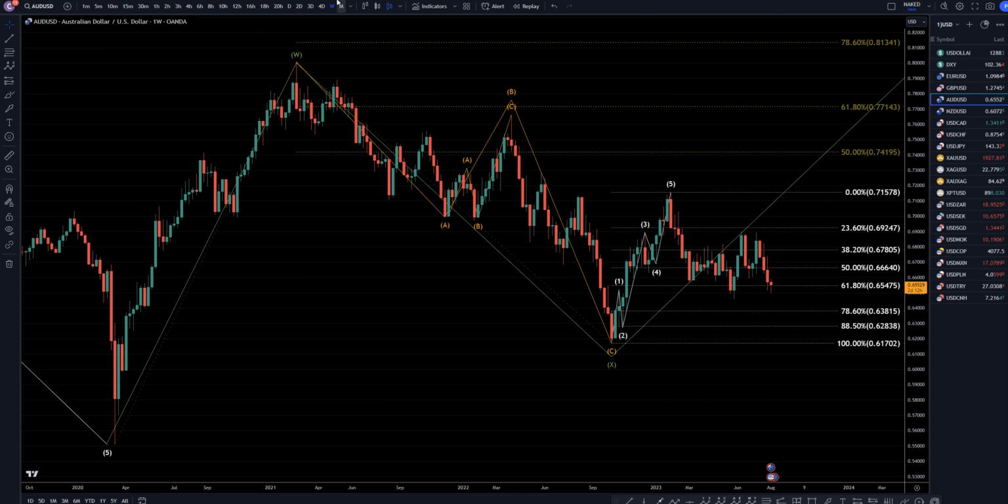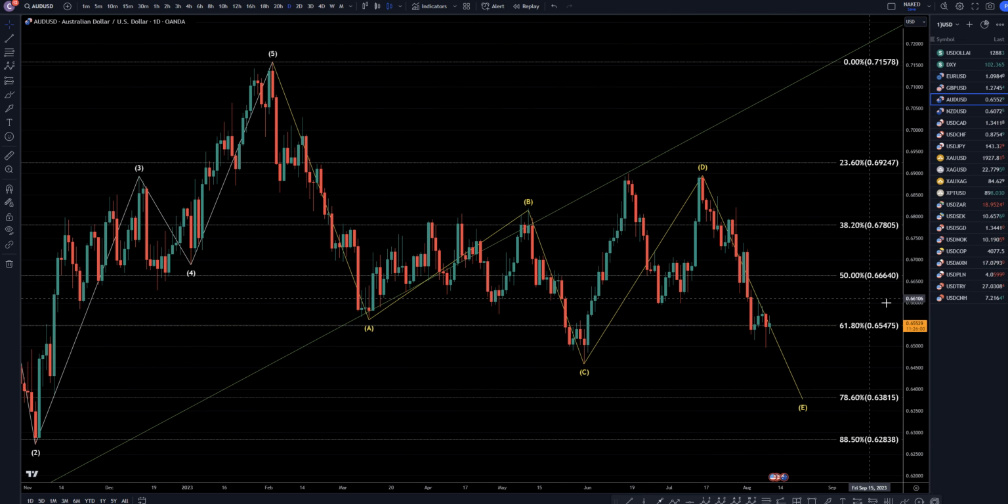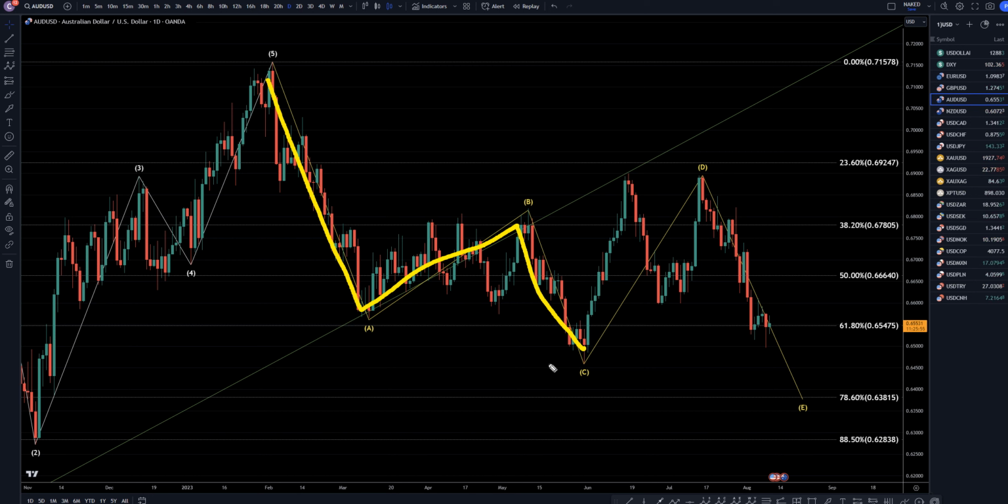So let's head down to the daily time frame. On the daily time frame, this is where you can see that it definitely made three waves down, looking like an ABC, but instead of continuing the uptrend, it made another three waves up, so that's probably a D. I bet this move down that we're currently seeing is not over yet, and I believe it's a wave E.